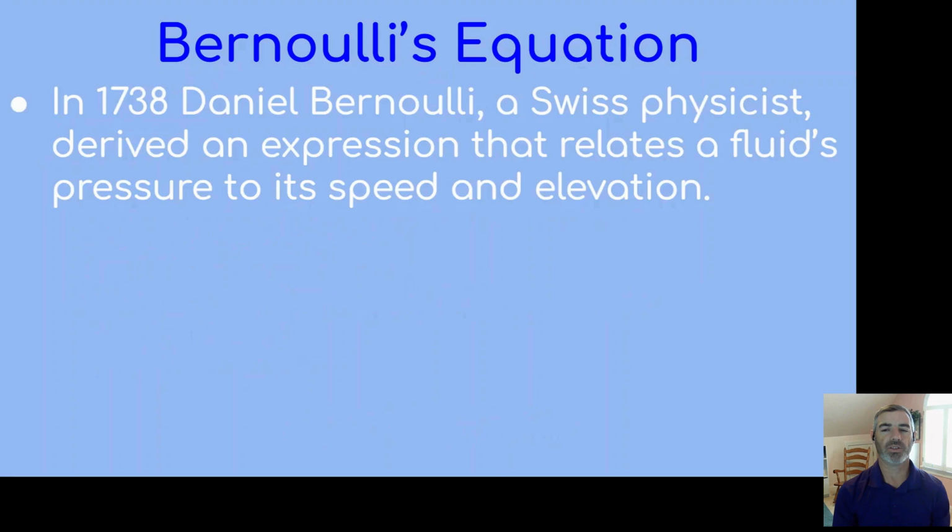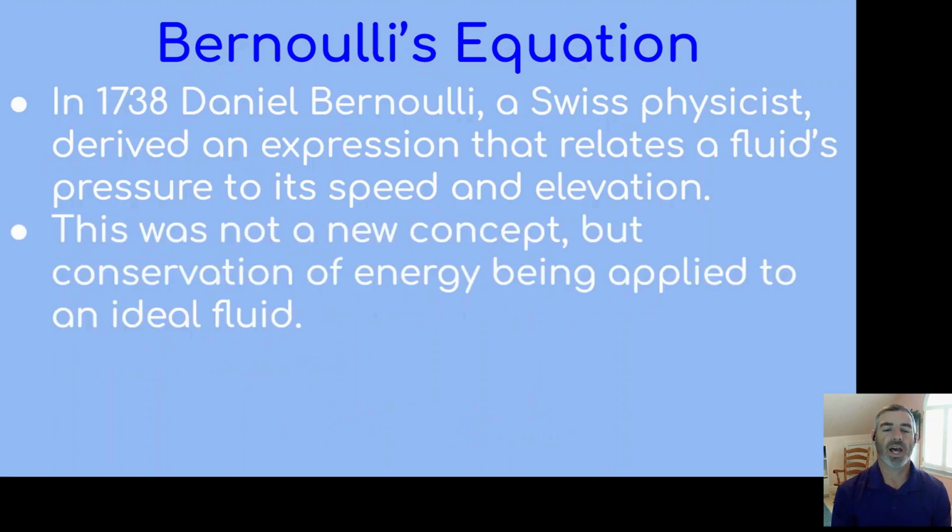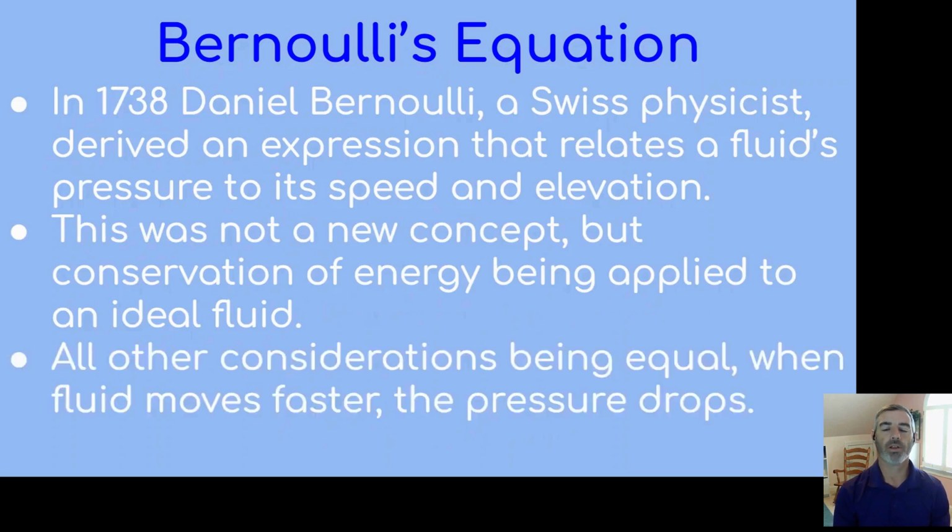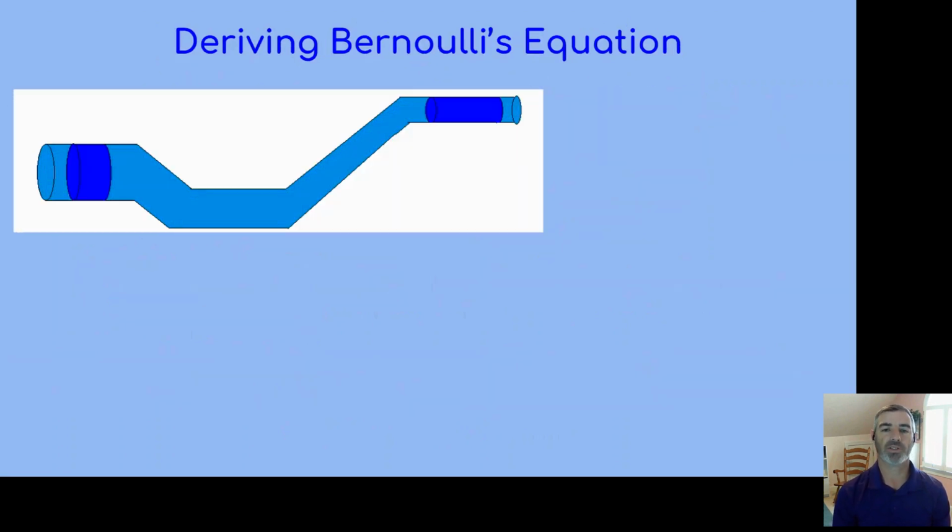Daniel Bernoulli was a Swiss physicist, and he derived an expression that relates fluids to its pressure, speed, and elevation. Now this was not a new concept, but conservation of energy being applied to an ideal fluid. And all other considerations being equal, when a fluid moves faster, the pressure drops. So let's look at this same pipe where we have those cross-sectional volumes 1 and 2, where their volumes are still equal. And we're going to mark the distances D1 and D2 for each of those sections of the pipe, and cross-sectional area A1 and A2 as well.